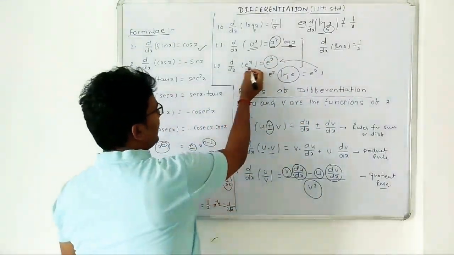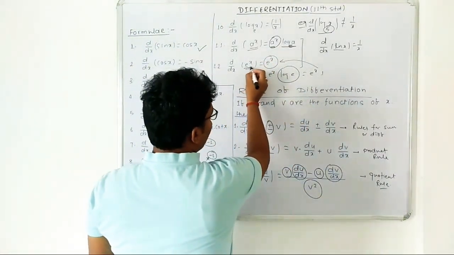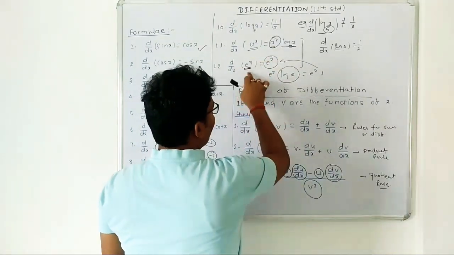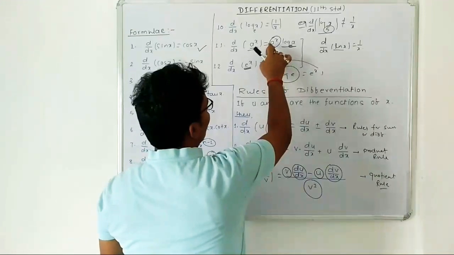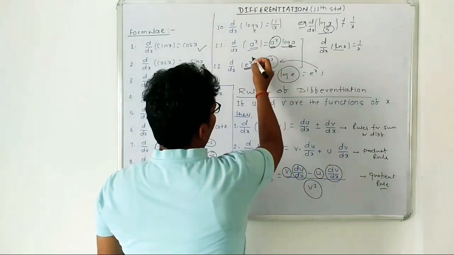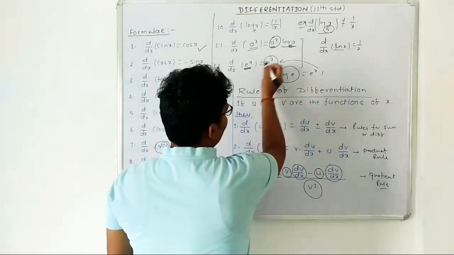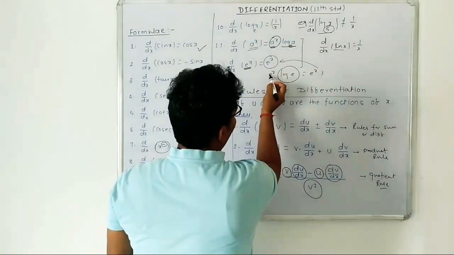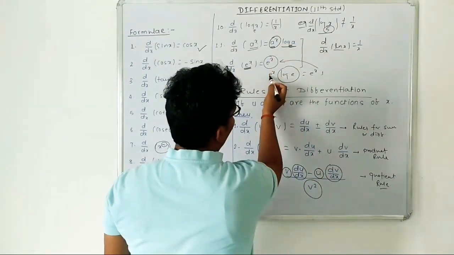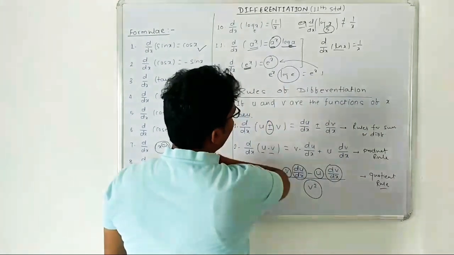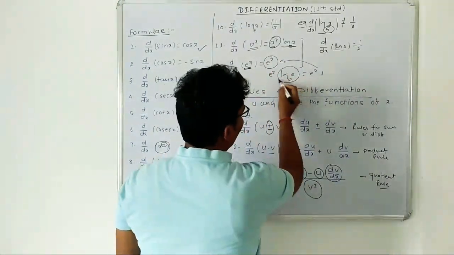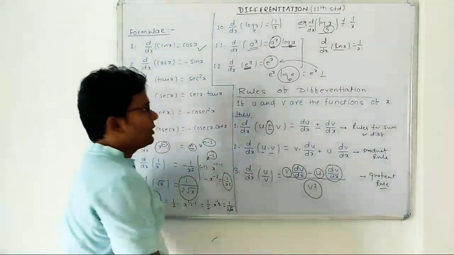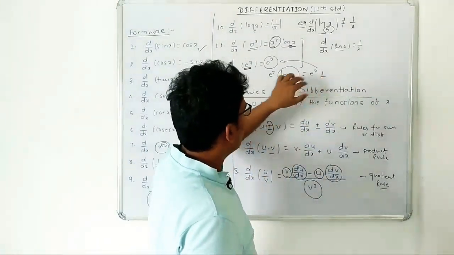Similarly, e raised to x, we have derived e raised to x, right? The formula for e raised to x is derived from this formula only, right? This is a special case of a raised to x. So at the place of a we are using e, so its differentiation becomes e raised to x. At the place of a we have placed e, so e raised to x into log of e to the base e. So what is log of e to the base e? That is 1. So e raised to x into 1 is e raised to x again, correct?